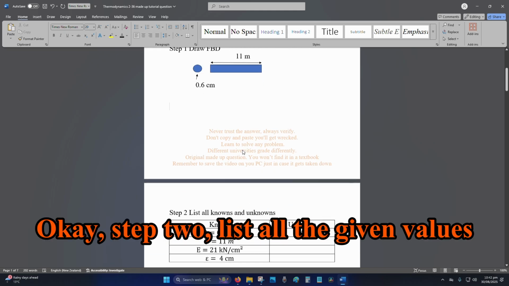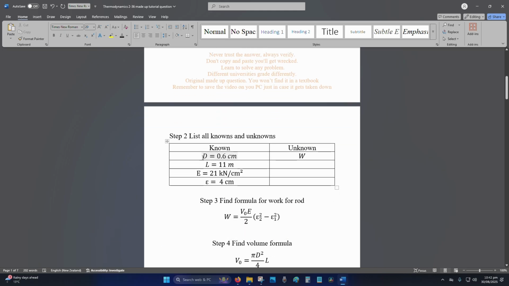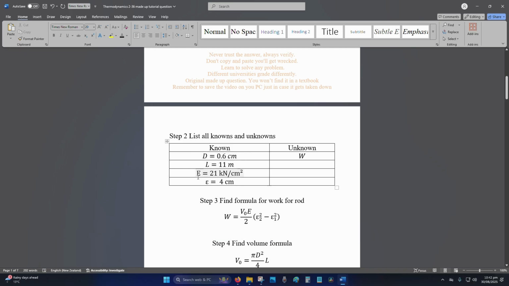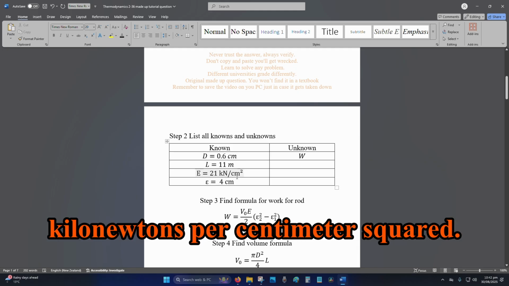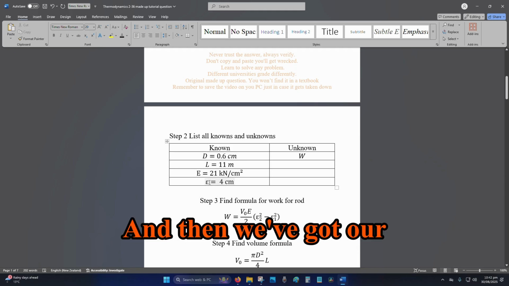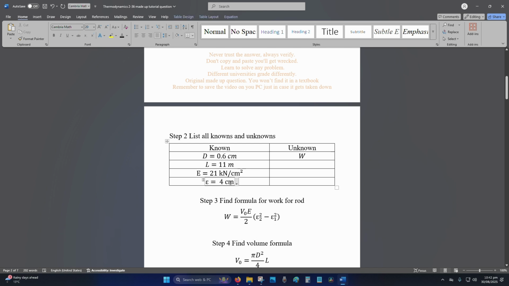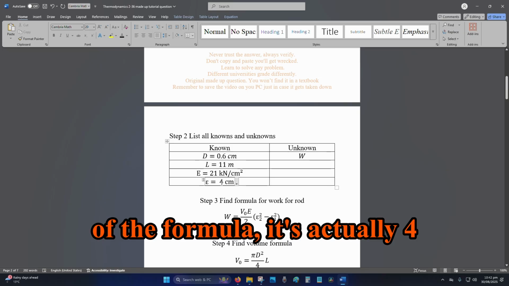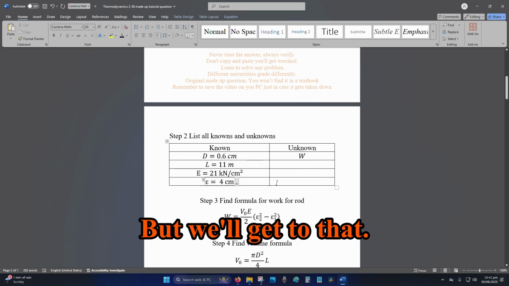Okay. Step 2, list all the given values and find the unknown. They give us the diameter 0.6 centimeters, the length 11 meters, Young's modulus E, which is 21 kilonewtons per centimeter squared, and then we've got our elongation, which is 4 centimeters. It's actually not 4 centimeters because of the formula. It's actually 4 centimeters divided by 11 meters. But we'll get to that.